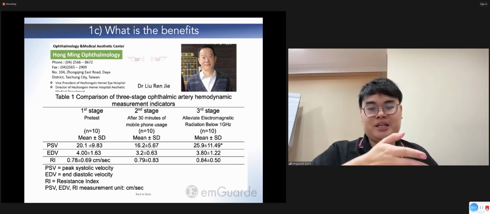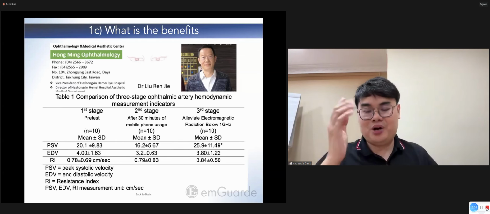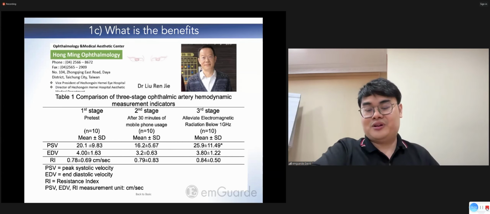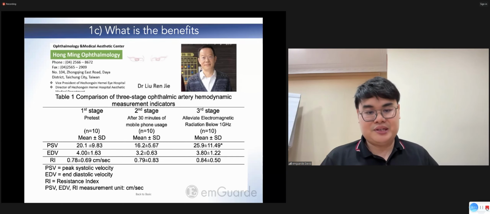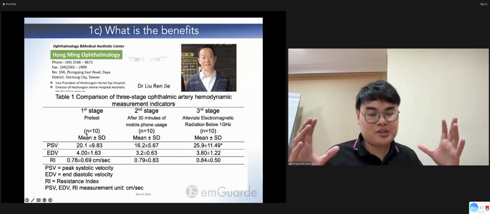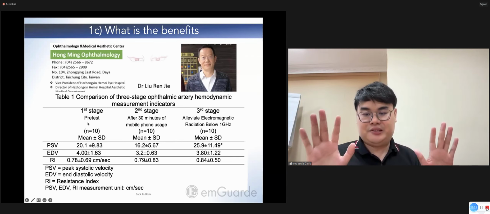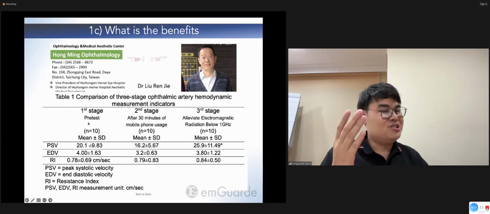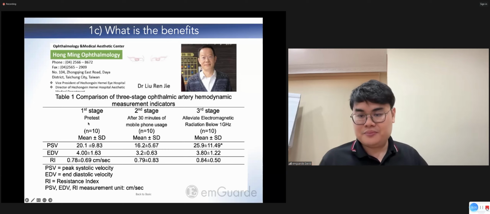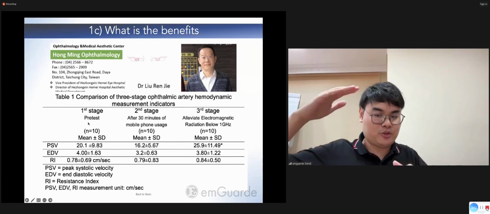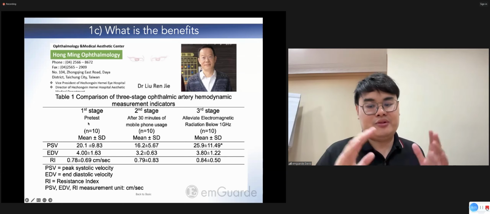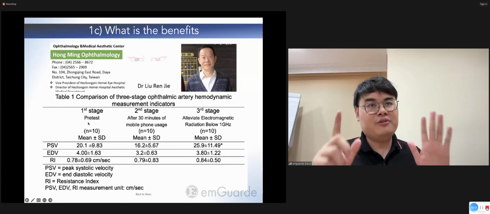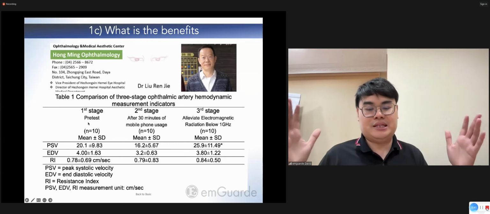So he actually did 3 stages. Let me dissect the report into 3 stages. Everything is in Mandarin, so we translated it back to English for this training purpose. Comparison of 3 stages of artery hemodynamics measurement. The first stage: let me just give you a brief. Out of his 10 subjects, the age group is between 19 years old all the way to about 60, or late 50s. If I'm not mistaken, there are 7 female and 3 male. So this is the 10 subjects.